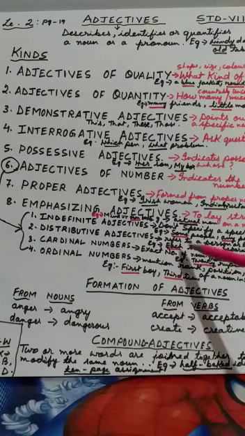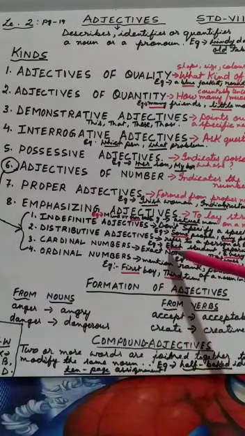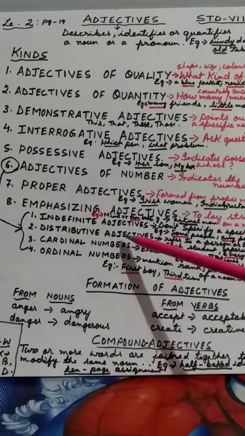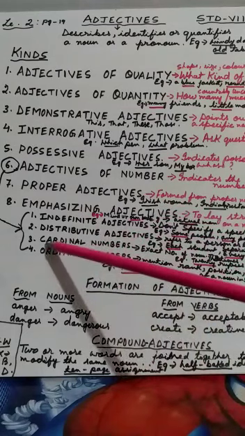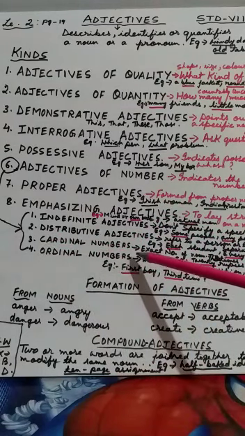Then distributive adjectives. A distributive adjective refers to a person or thing separately. You try to understand this. Like each student is present today. So each. Here each is a distributive adjective. Every boy in the class. So every is a distributive adjective.